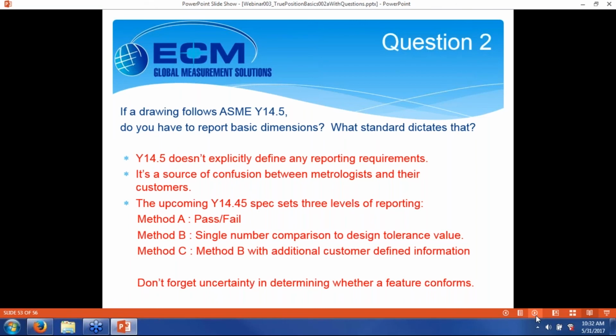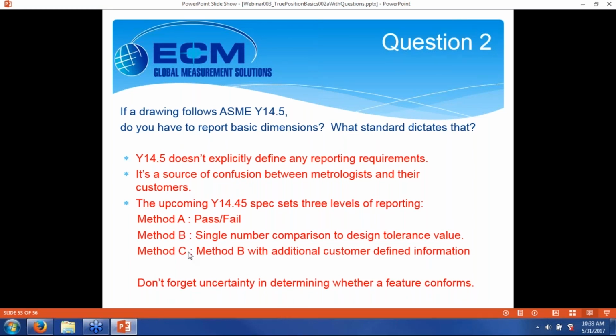To try to address that, there's a subcommittee of Y14.5, the Y14.45 committee. I'm actually sitting on that committee now. We're getting really close to releasing this spec. And in general, it's going to set 3 levels of reporting that the customer would specify. Method A, which would just be a pass-fail report. Method B, which would just be a single number comparison back to the design tolerance. If they specified method B, you wouldn't have to report the basic dimensions back to them, the measured values for those dimensions. And then method C is method B with additional customer-defined information. So they would have to tell you exactly what they wanted.